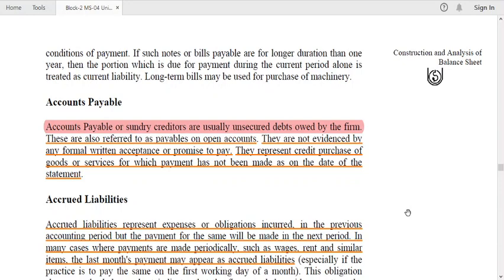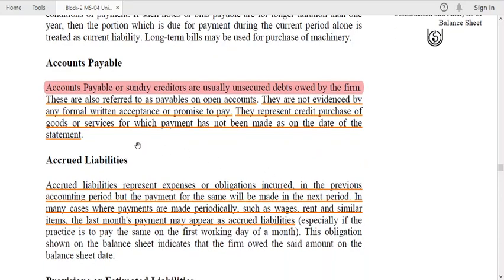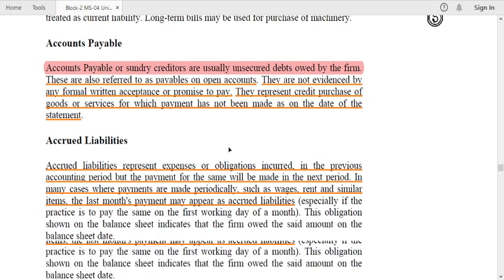They represent credit purchase of goods or services, meaning that the company is purchasing goods or services but the amount is not paid now, for which payment has not been made as on the date of the statement. They are called accounts payables, sundry creditors.